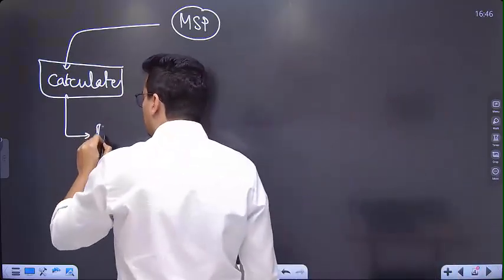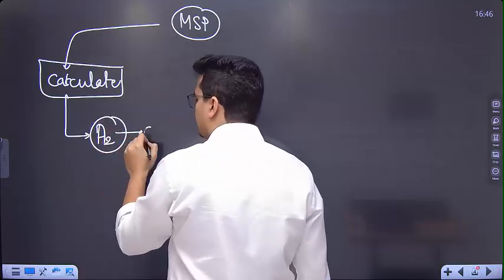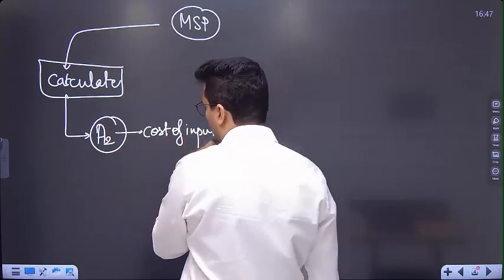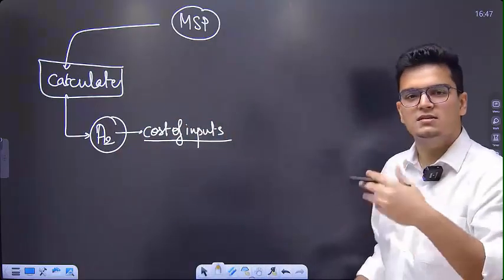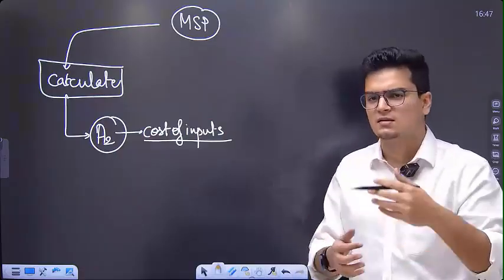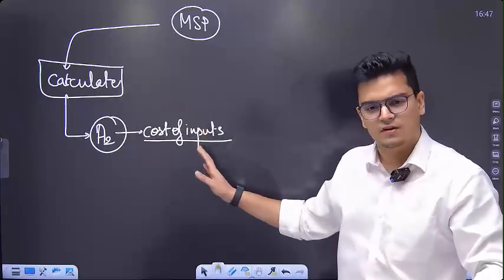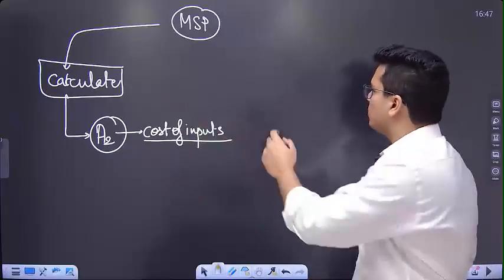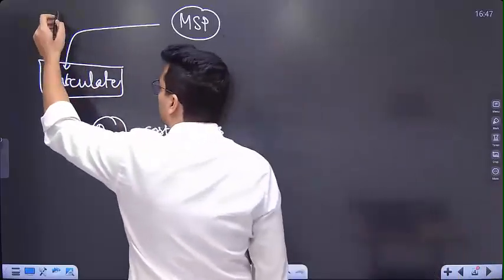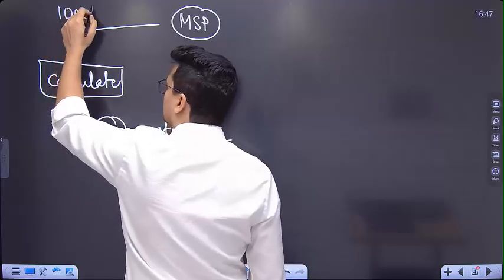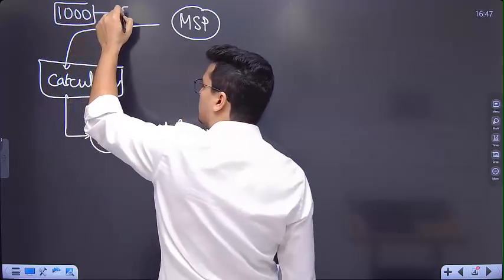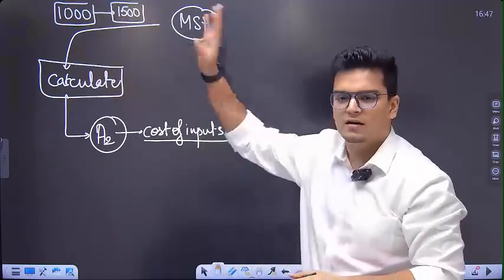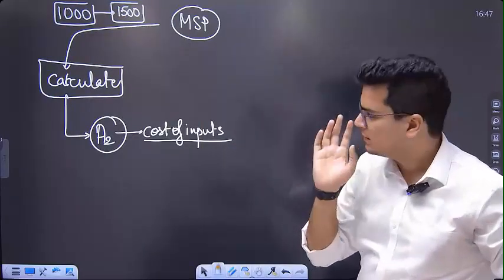One is called A2 formula. A2 means that we will take into account the cost of inputs that you have put into your field. You have used certain seeds, certain fertilizers, certain pesticides, certain machines, etc. This is the cost of inputs. This is the first thing I'm going to calculate. I can then say that, let's say, to produce 100 kg wheat, you paid actually 1000 rupees of input. So I can give you 1500 rupees. That way you are making a profit of 500 rupees on every 100 kg of wheat. Right? This is one thing.